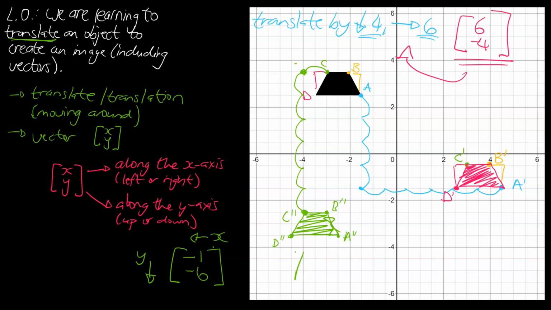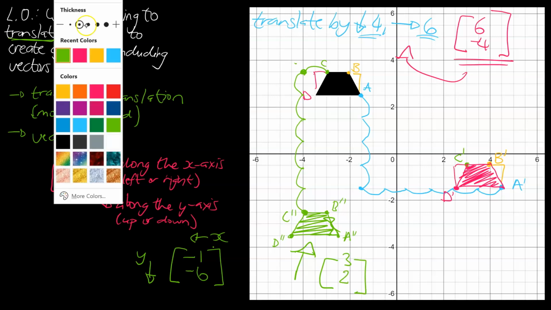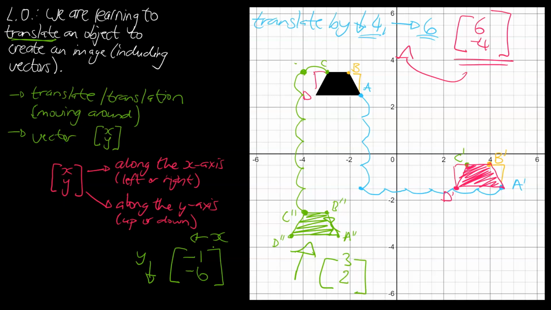So what we're going to do is move this shape here by the vector 3 and 2. Let's see how that goes. We'll use the black pen this time around. So the X, that's saying it's moving up 3 units, and the Y, that's saying it's moving right by 2 units. So let's give that a go.